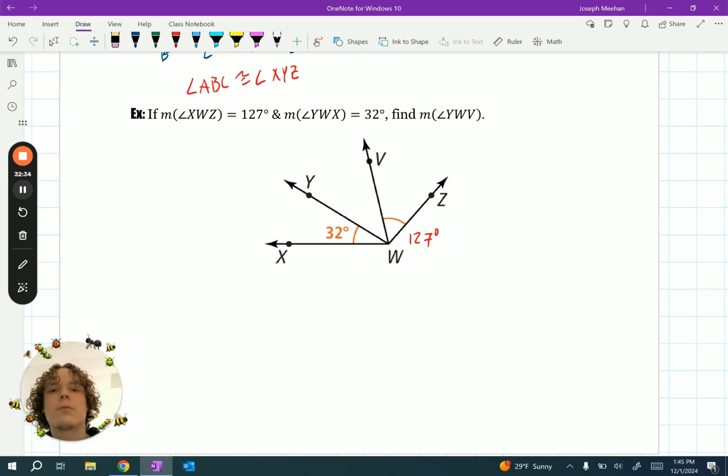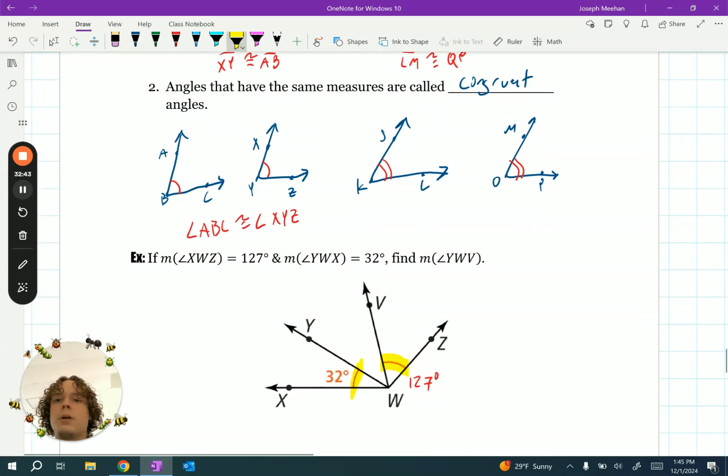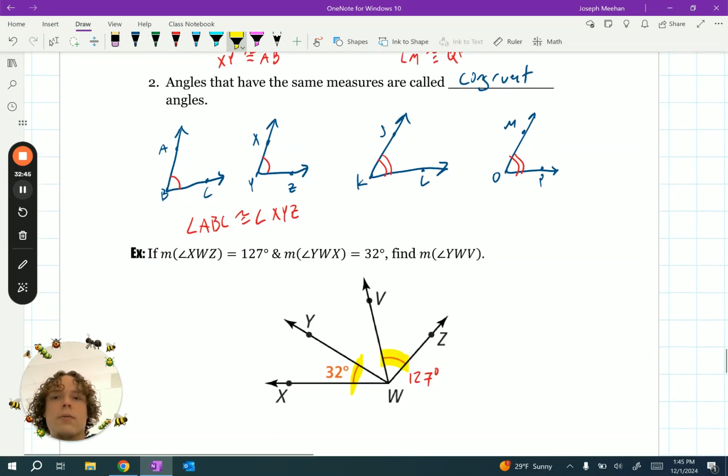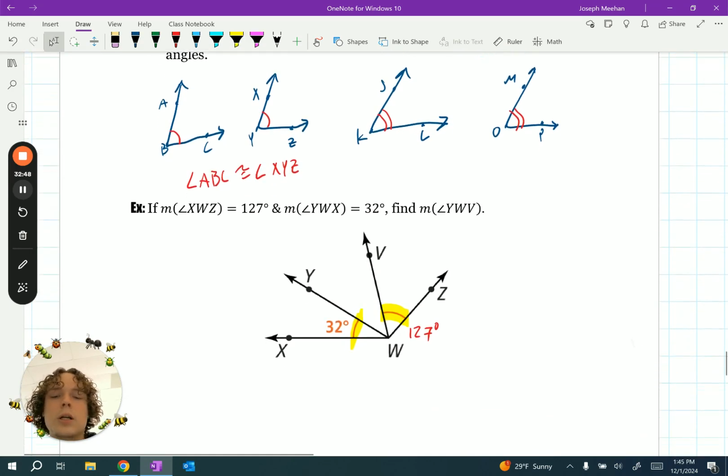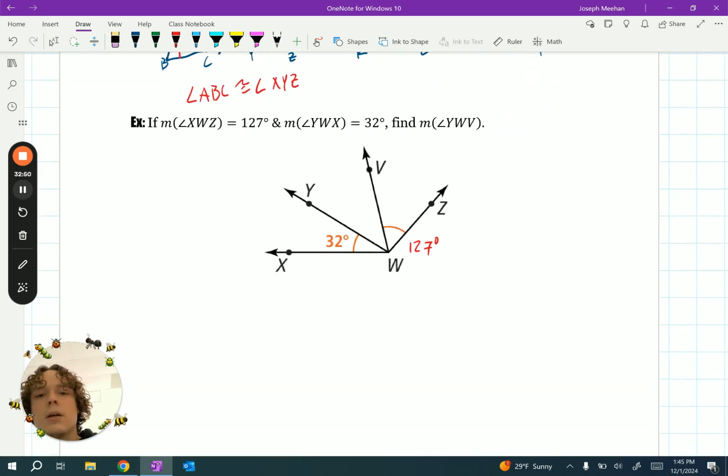So I'm going to kind of erase my arc for now to not get confused. But here you can see that we have a hash mark right there and a hash mark right there. What we just talked about right up here says that if we have 2 angles that have 1 hash mark and 1 hash mark, those angles are congruent. So what we can say is that angle VWZ is also 32 degrees, right? And then if we're trying to find YWV, it looks like there's a couple things we can do. Actually, I think there's only one way to do it.